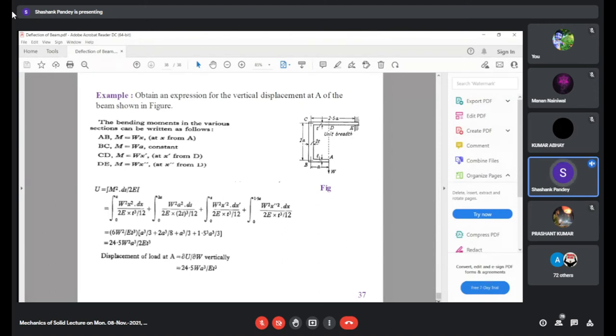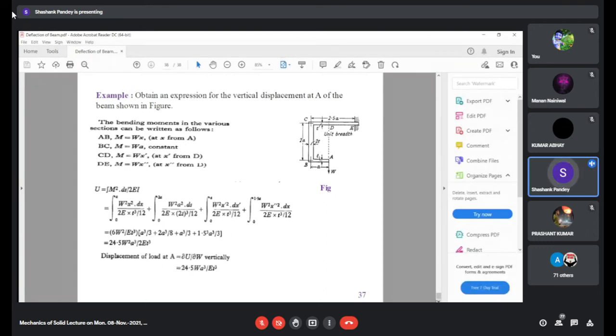So here we have this structure, and we need to determine the displacement at point A. This structure is fixed at some point, and W1 is the point load, and we need to determine the deflection at A. So we will write the moment equation W into X, at X from A, for portion B to C. This will be constant because this length is always A. It is not going to change, so the moment will be a constant value W into A.